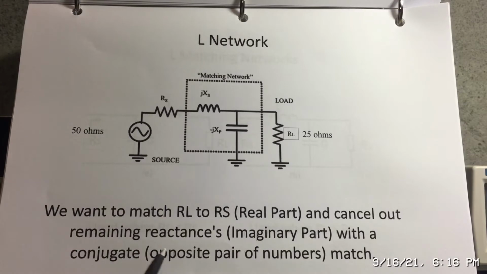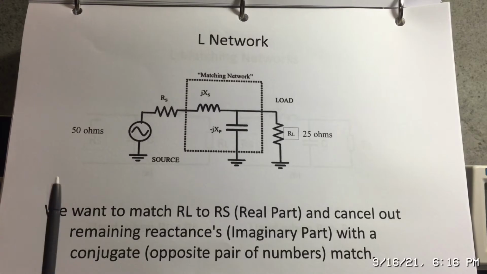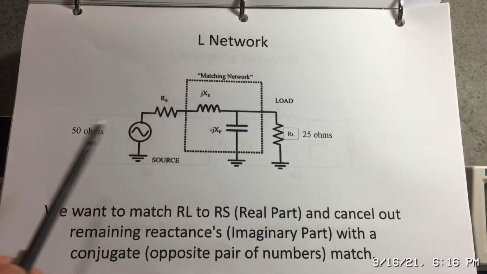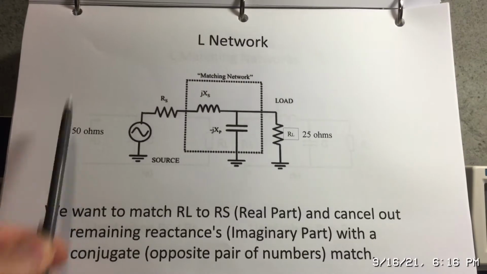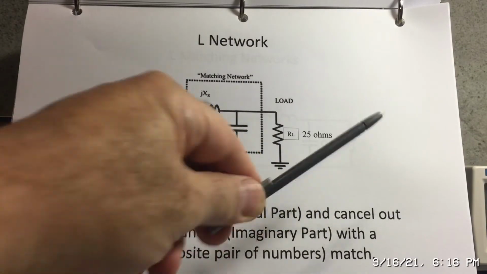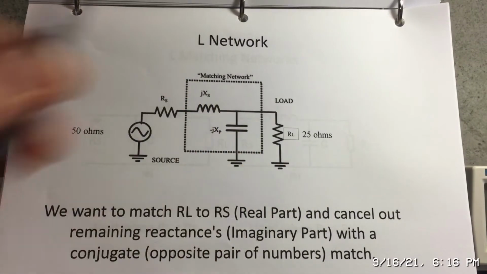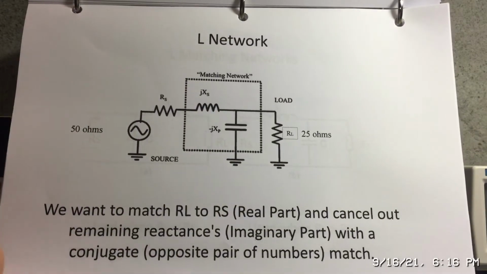And we're going to see that when we demonstrate the L network and take a look at it on the Smith chart. So that's the purpose here, to transform RL so it's equal to RS. And then we have our maximum power transfer between the source resistance and the load resistance.